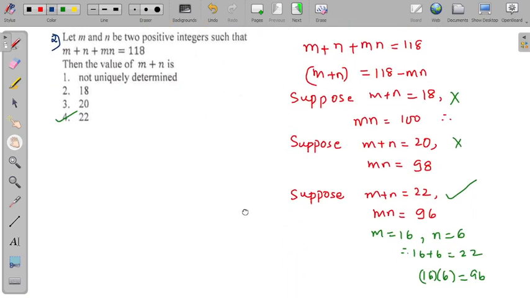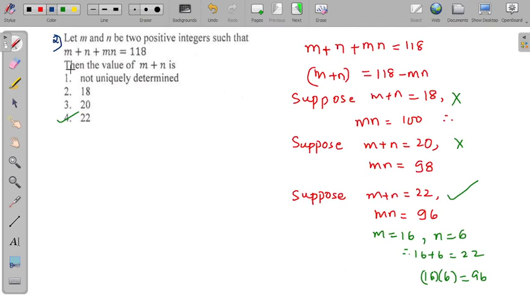Second question: let m and n be two positive integers such that m plus n plus mn equals 118, then the value of m plus n is. It is better to verify with the options than solving it formally. So m plus n equals 118 minus mn. Let us take the options one by one. Take m plus n equal to 18. Then mn should be 100, because 118 minus 18 gives 100. The product of two numbers should be 100 and their sum 18. Such positive integers are not possible.